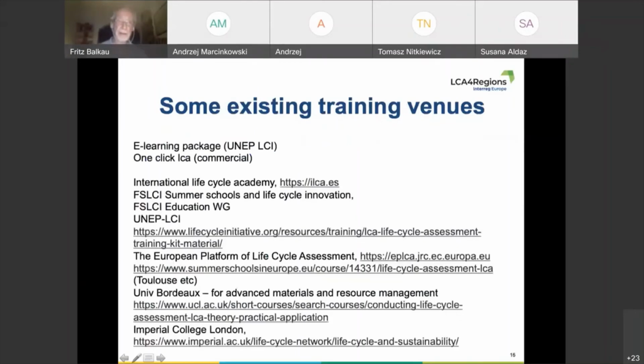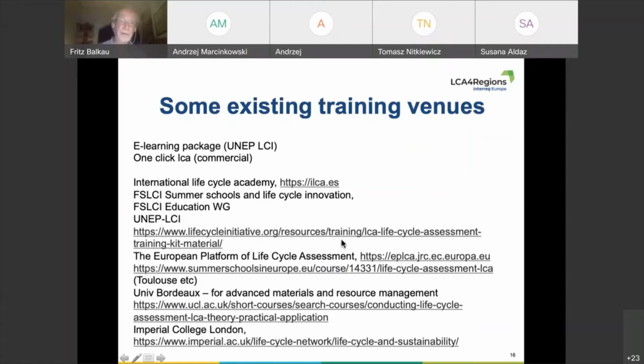Let's quickly look at some of the existing training venues. It's not all dark, a lot is happening already, and I've selected just a few examples from the plethora of information that we can find, both online and in our own particular networks. We have e-learning packages which are commonly available. In particular, the Lifecycle Initiative e-learning package produced by UNEP and its partners through the LCI is free, of course. One-click LCA, it's a commercial package, but it's also much used and increasingly used.